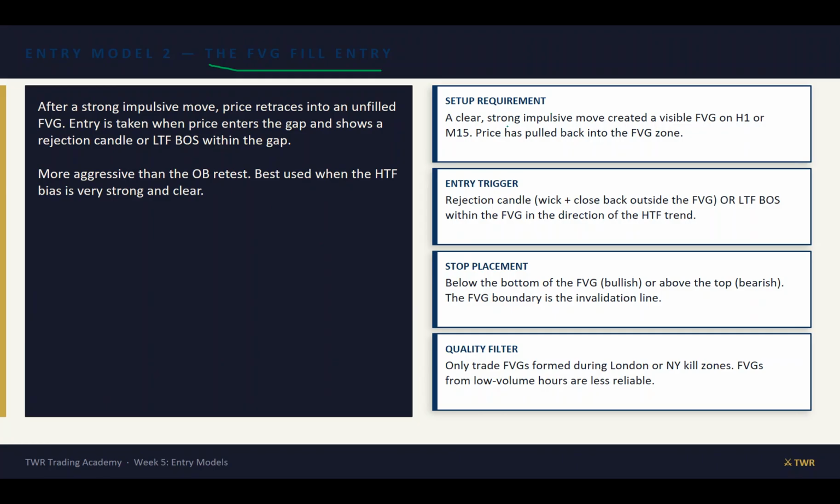Setup requirement: we need a clear, strong, impulsive move that created a visible fair value gap on the 1 hour or 15 minutes. Let's go to 15 minutes. Price has pulled back to the fair value gap. Now, if you see an impulsive move to the upside that left a fair value gap, this one is the 15 minutes time frame. Then price is pulling back, and it has come back to fill the fair value gap. Let's say this one was our fair value gap, right here. This one was our gap.